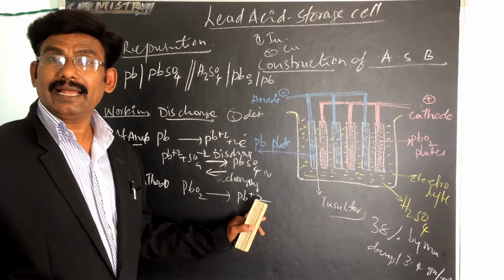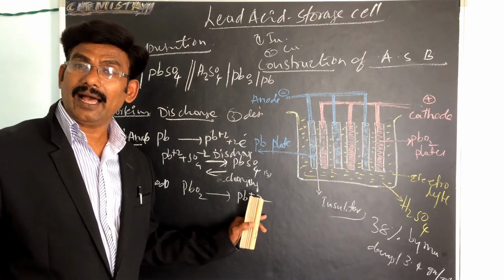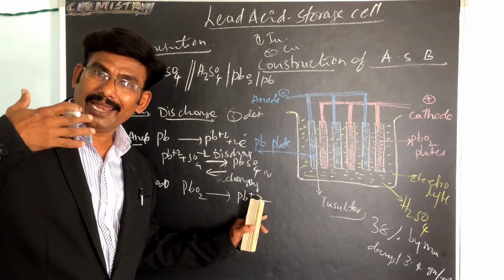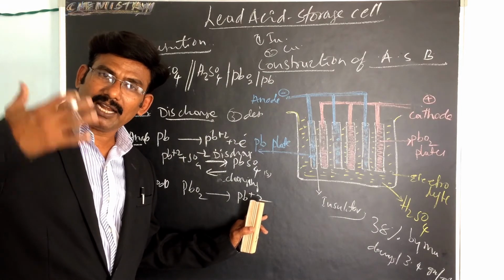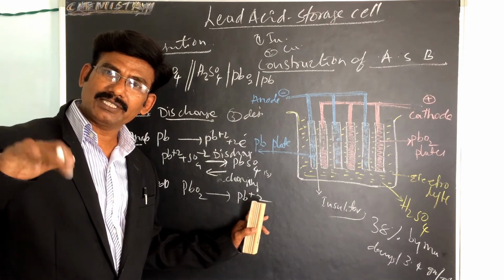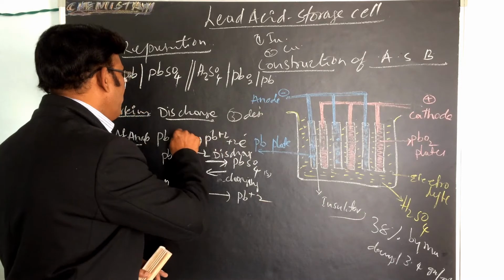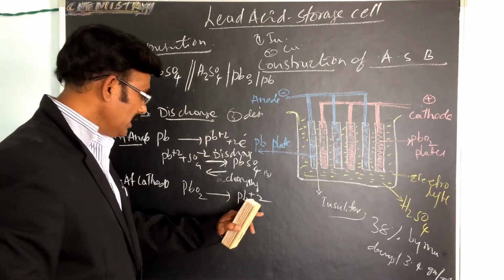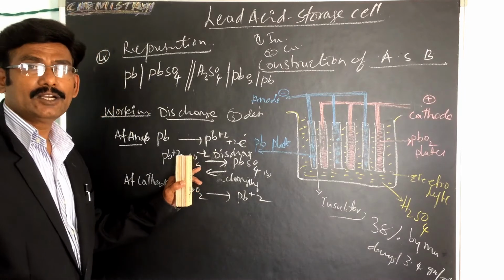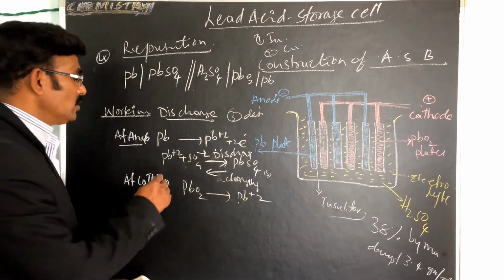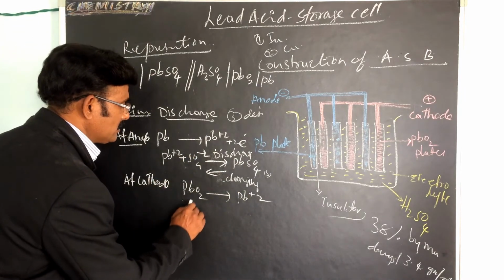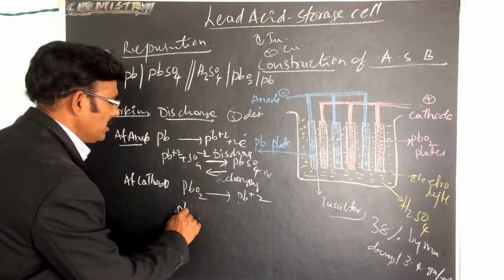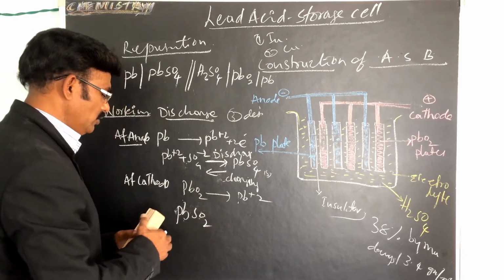So the lead dioxide loses oxygen and is reduced to lead ions, which further combine with sulfate to form the insoluble salt. The same thing happens at the anode and here: immediately it reacts with the sulfate to form lead sulfate. So we can write the direct reaction, Pb to PbSO4. No need to write everything.